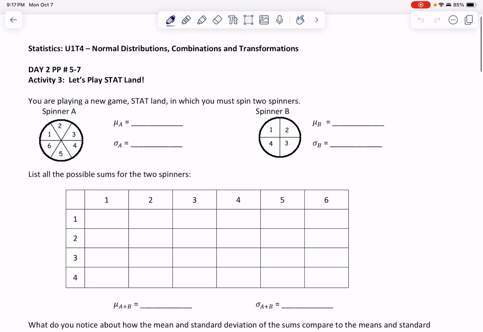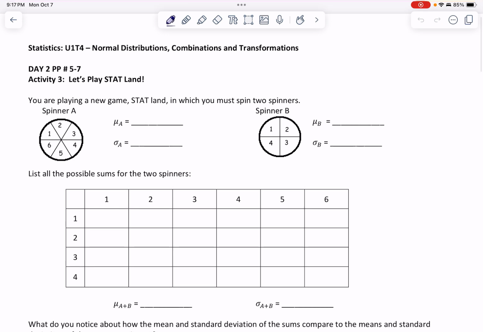So we're going to start here. This time we're doing combinations and transformations, or linear combinations. The first thing we're going to do, it says you're playing a game in Statland in which you must spin the two spinners. So what I want you to do is find the mean and standard deviation of spinner A and do the same thing for spinner B. Pause the video at this point. Do those as you can. I'm going to take a second and do them.